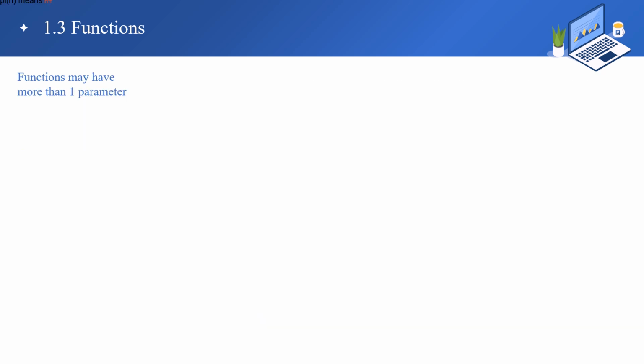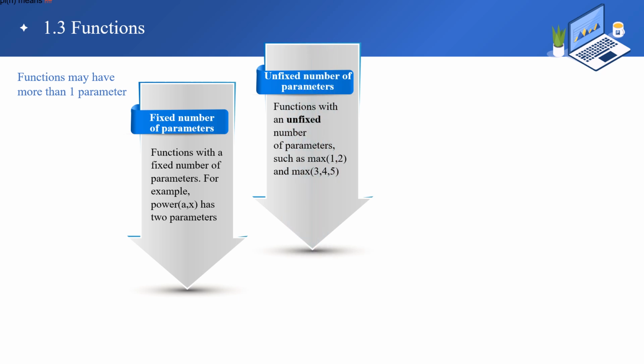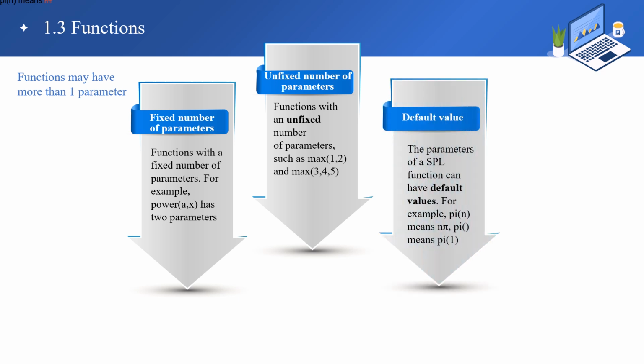Like functions in mathematics, functions in programming languages may have more than one parameter. max(x,y), for instance, returns the larger one of x and y. Some functions have a fixed number of parameters. The power function power(a,x) that returns a to the power of x always has two parameters. The max function, however, can have more parameters. Both max(1,2) and max(3,4,5) are allowed.